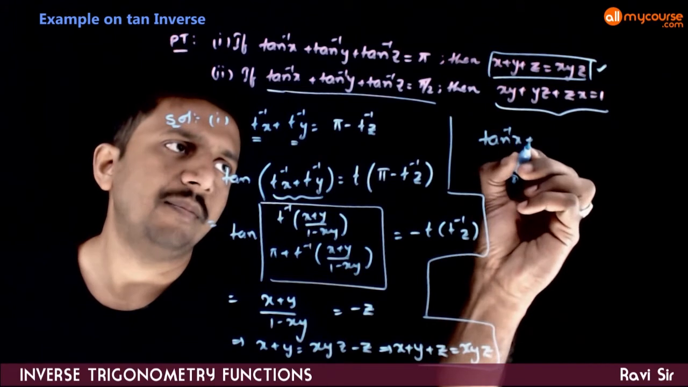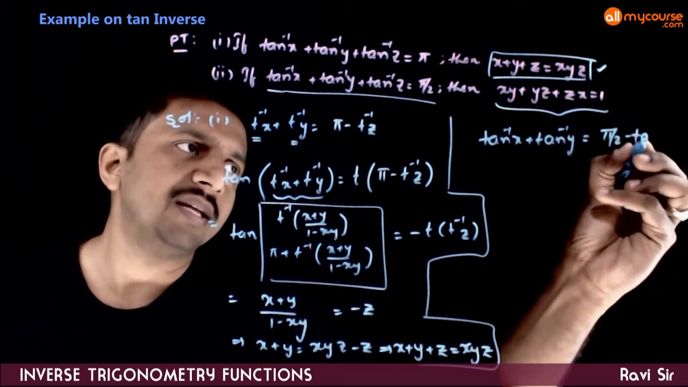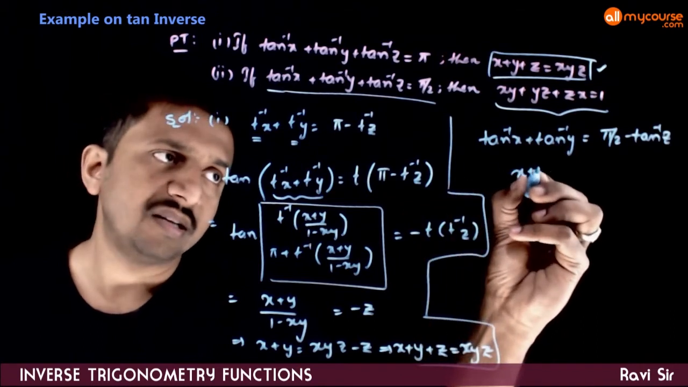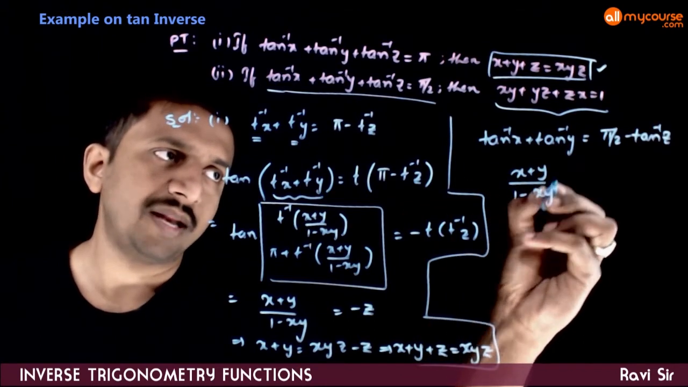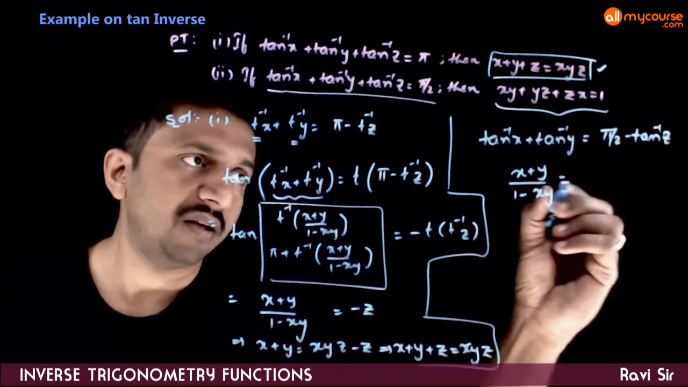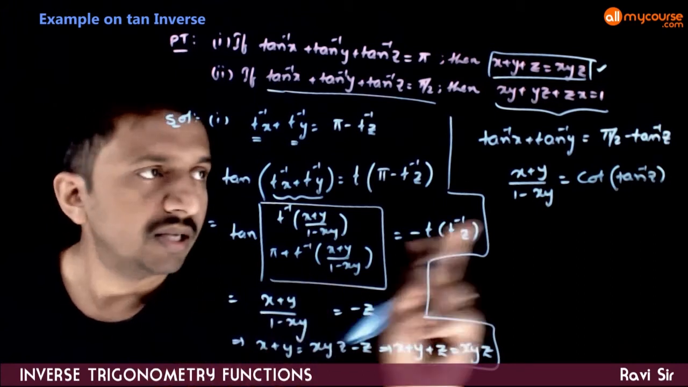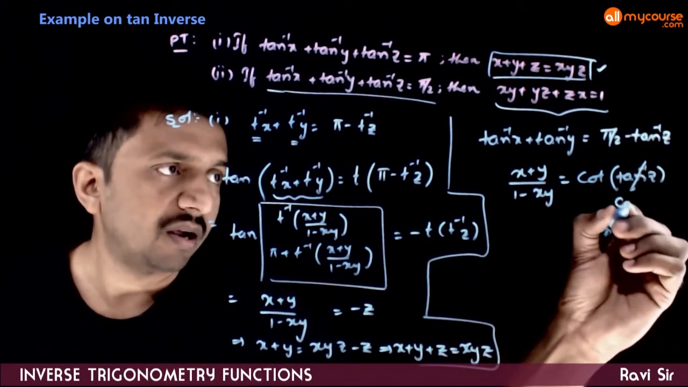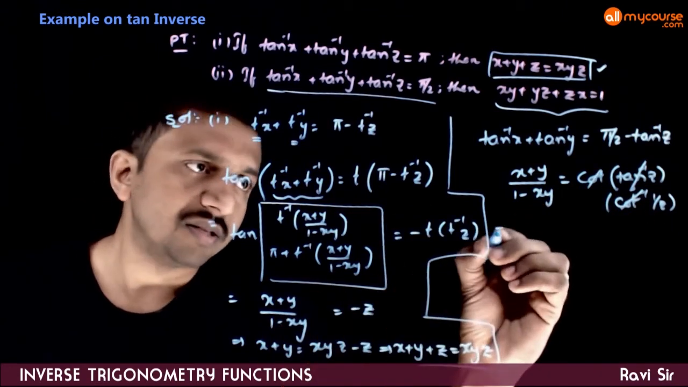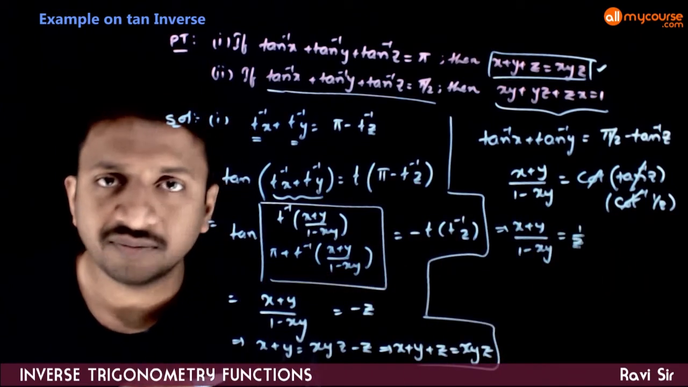Tan inverse x plus tan inverse y is equal to pi by 2 minus tan inverse z. Now if you apply tan on both sides, this side will become (x plus y) by (1 minus xy) is equal to tan of (pi by 2 minus theta), which is cot theta. Cot of tan inverse z. So tan inverse z can be written as cot inverse of 1 by z. So now these two will get cancelled. So this implies (x plus y) by (1 minus xy) is equal to 1 by z.